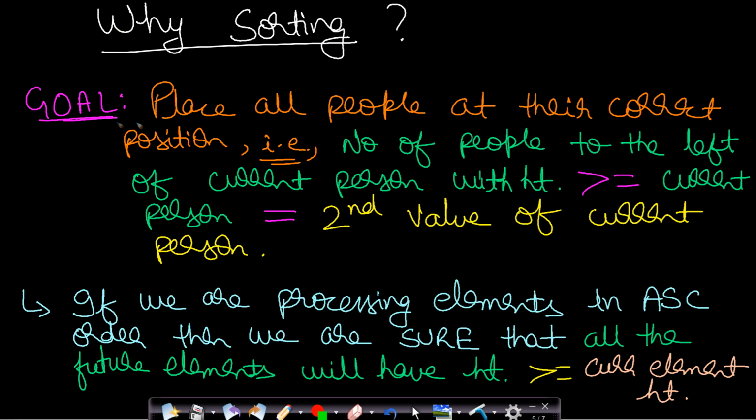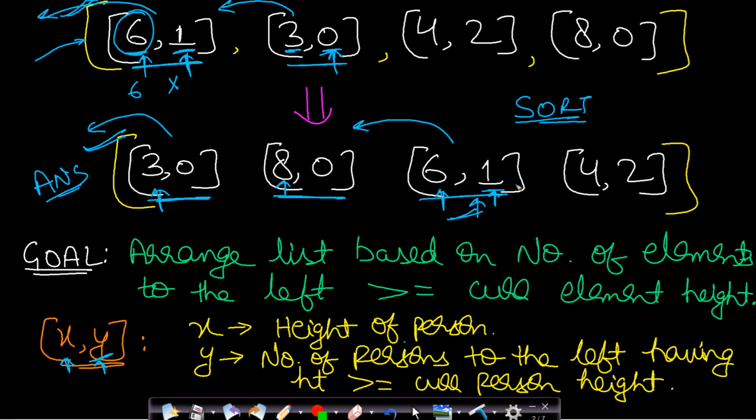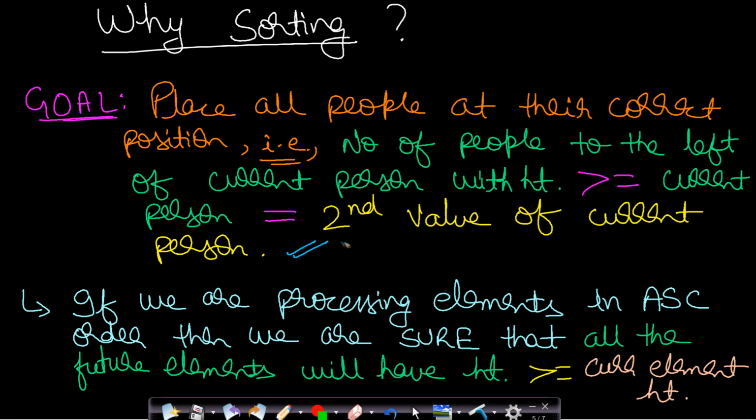Now why sorting? Our goal was to place all the elements at their correct position. That is, the number of people to the left of the current person with height greater than or equal to the current person should be equal to the second value of the current person. This is the goal which I explained in the problem statement. If you remember the problem statement, if you pick this element 4, 2, there will be exactly 2 people to the left-hand side having height greater than or equal to 4, and they are 6 and 8. So this is at its correct position. We wanted to place all the elements at their correct position based on the second value. This is our goal.